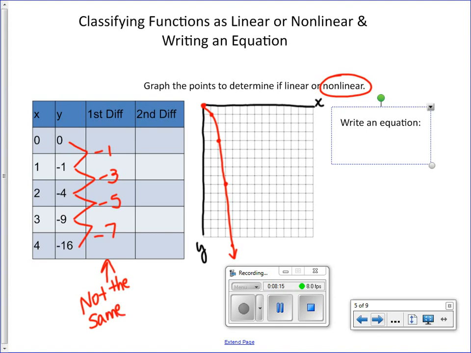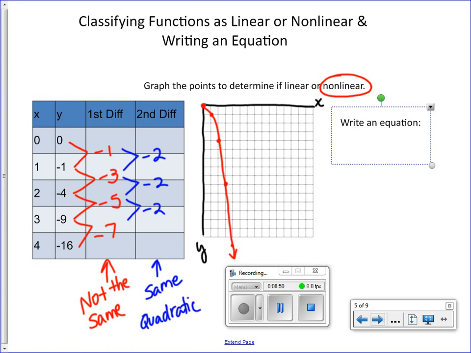So let's find our second difference. Our second difference, to get from negative 1 to negative 3, that would be subtracting 2. Negative 3 minus 2 gives us negative 5. And to get from negative 5 to negative 7, we're subtracting 2. All right, here our second differences are the same. And this implies that it is quadratic.